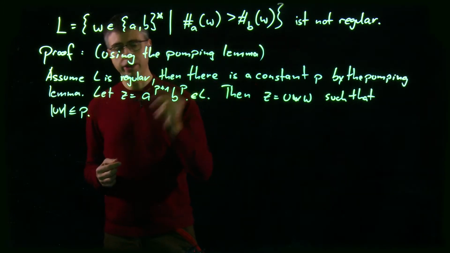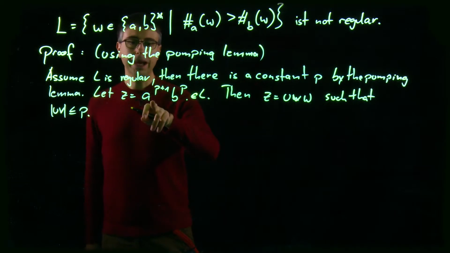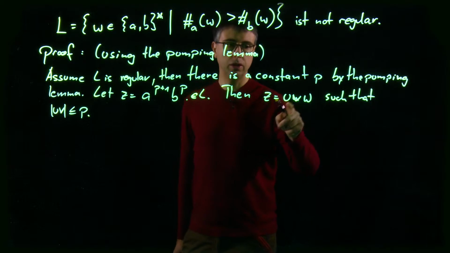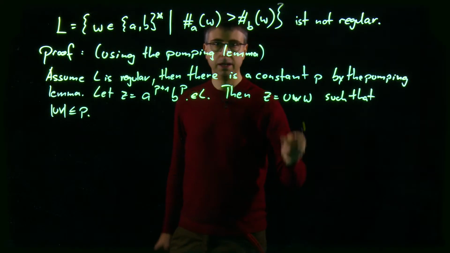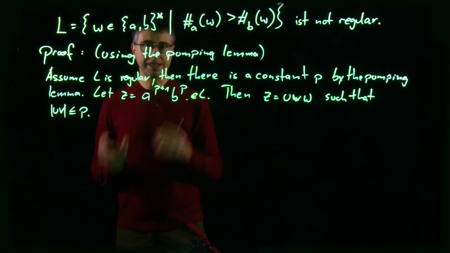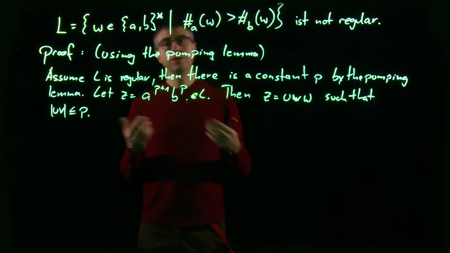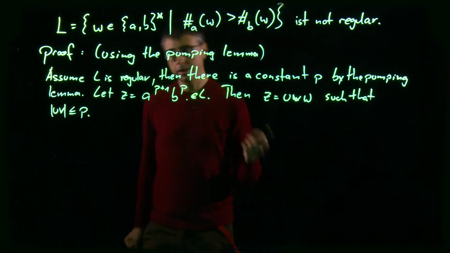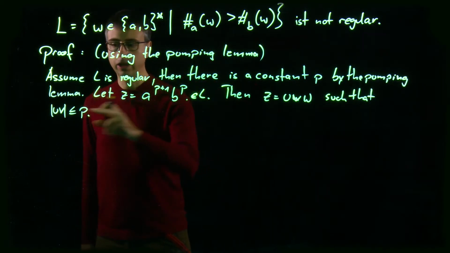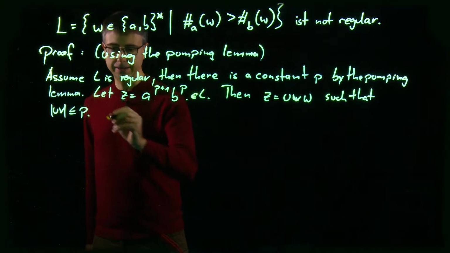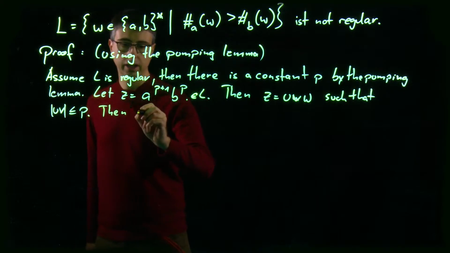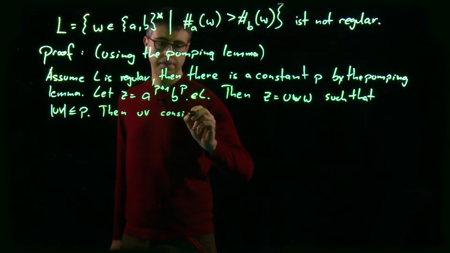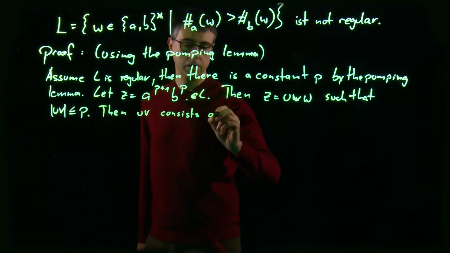And that's the general trick. We may choose the word Z, but we may not choose the decomposition in UVW. So we have to make the word so specific that we can derive some knowledge about the decomposition. And what we can derive is actually that UV consists only of A's.